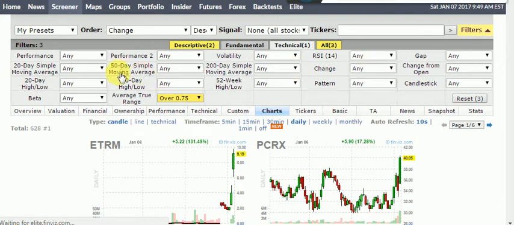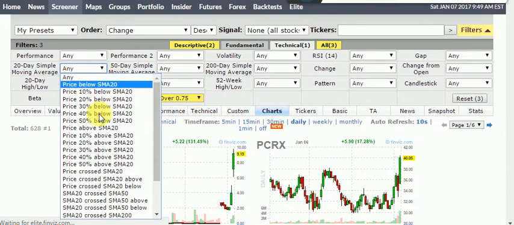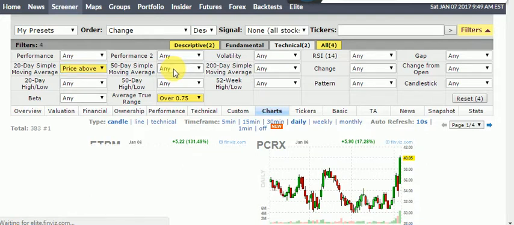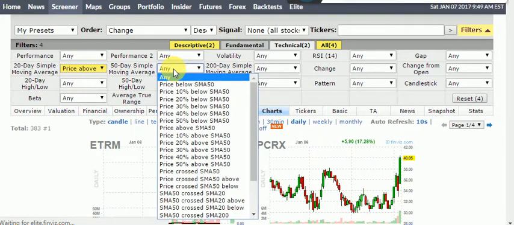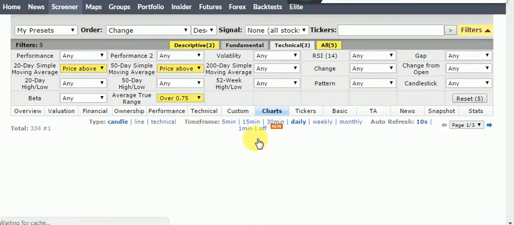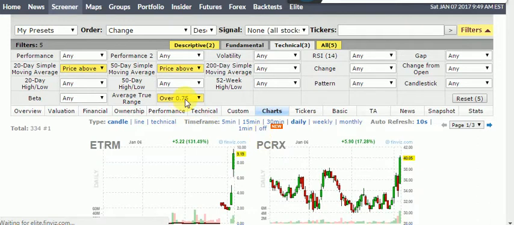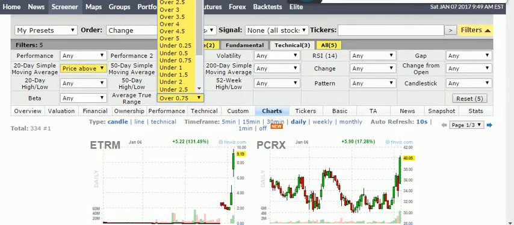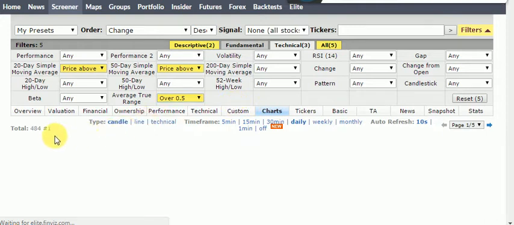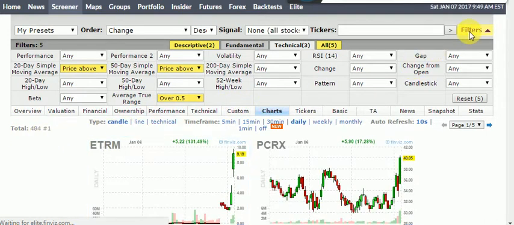Then if you're looking for only long stocks, chances are you want to trade stocks which are over the 20-day moving average and over the 50-day moving average, which means the stock is strong. Throw this out to maybe over 0.5. Let's see. So now it shows you about 484 stocks. So let's see if we find anything now, right?